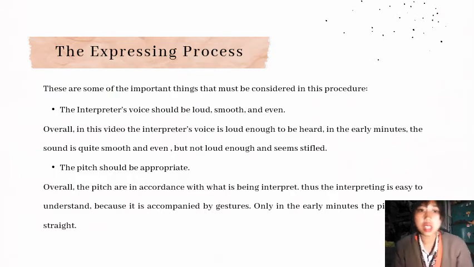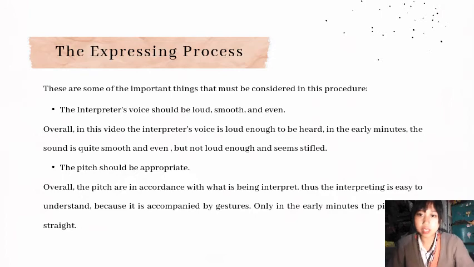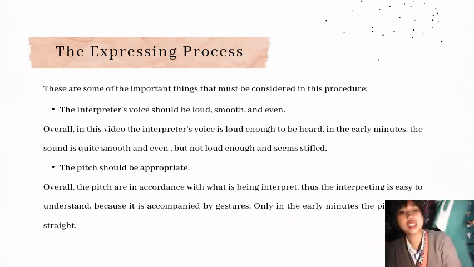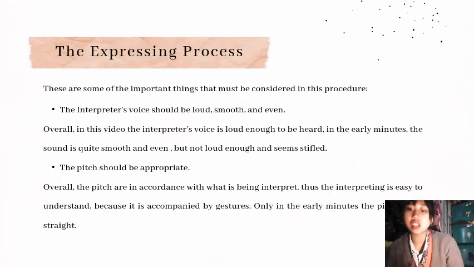The expressing process. These are some of the important things that must be considered in the procedure. The interpreter's voice should be loud, smooth, and even. Overall, in this video, the interpreter's voice is loud enough, the sound is quite smooth and even, but not loud enough and seems stifled. And the pitch should be appropriate. Overall, the pitch is in accordance with what is being interpreted. This interpreting is easy to understand because it is accompanied by gestures only in the early minutes.